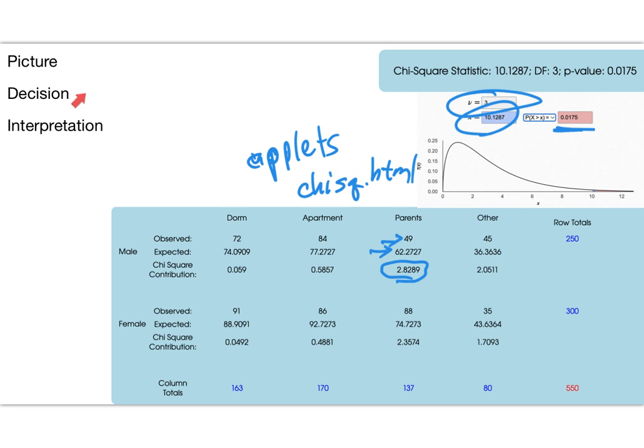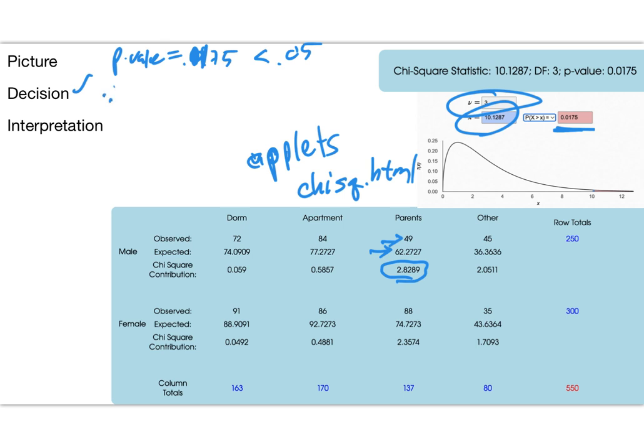What's your decision on this? What should we decide? Reject the null. This is small, so my decision: my p-value, 0.0175, is less than 0.05, which was that original alpha value that I said, testing it at a 5% level of significance.